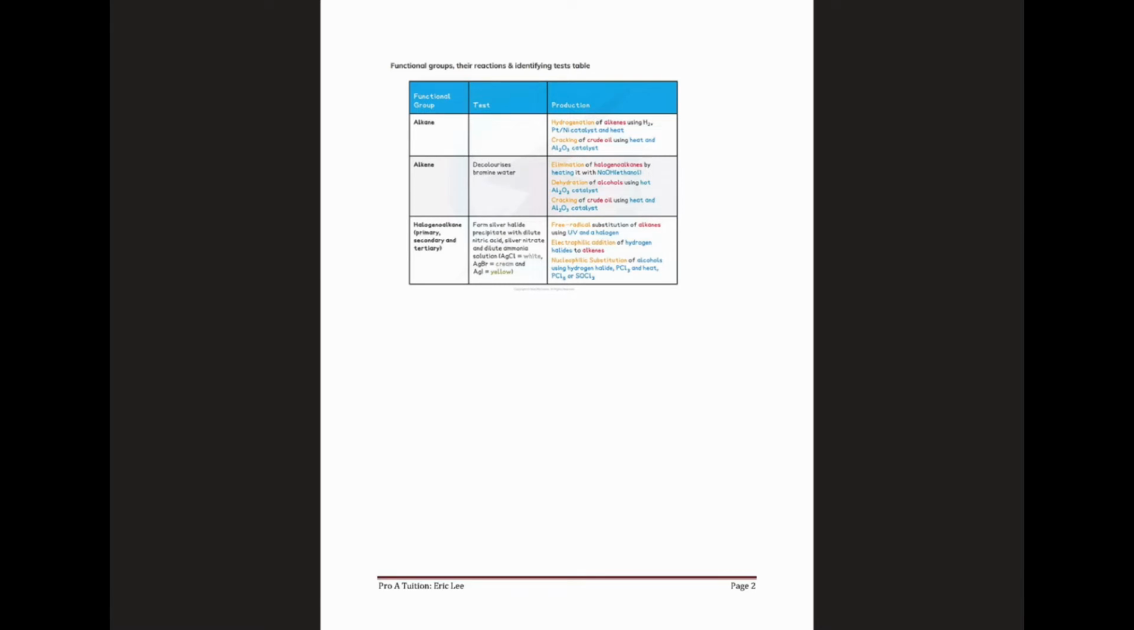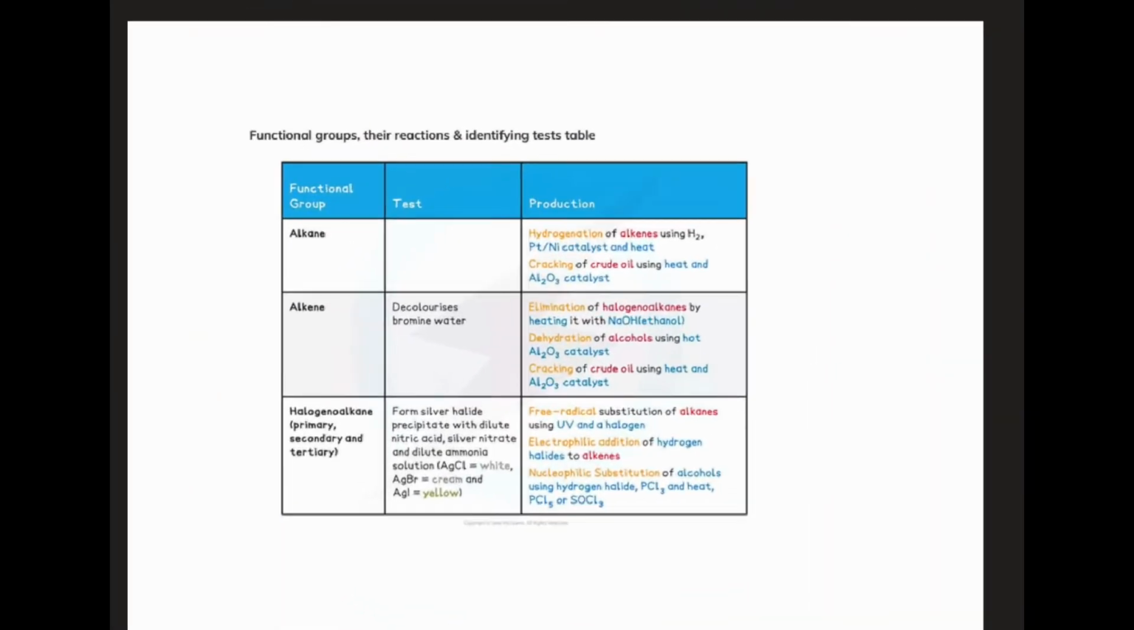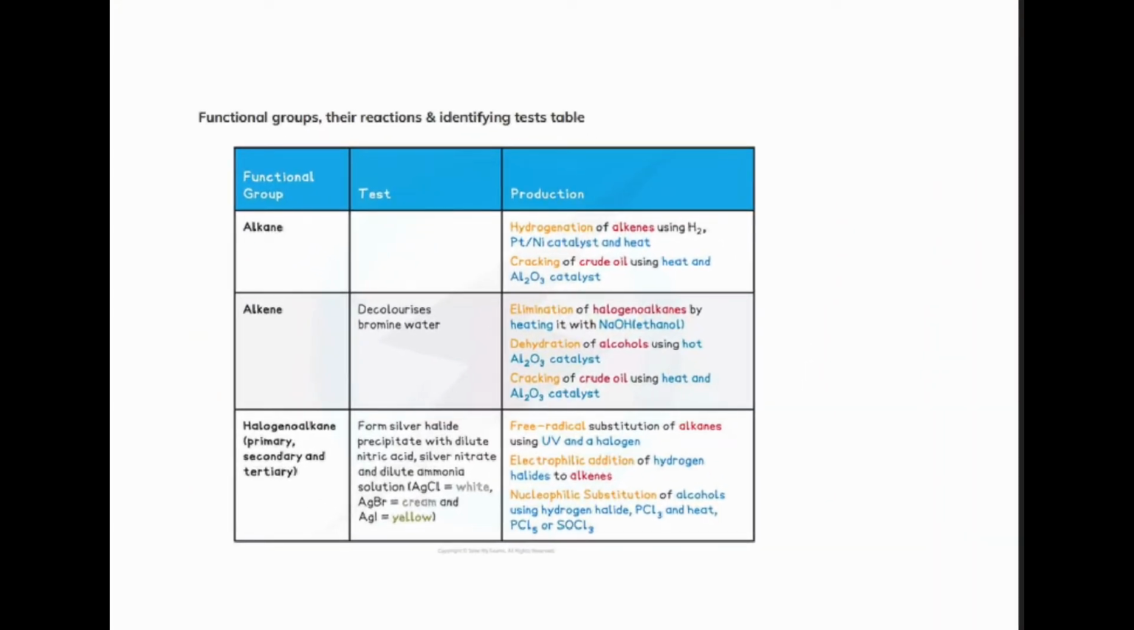Okay, now let's take a look at the table here. It's actually a summary of everything. So we have alkane. For alkane, we have two columns here. One column is the tests, and the other column is the productions. So we have the productions of alkane here.